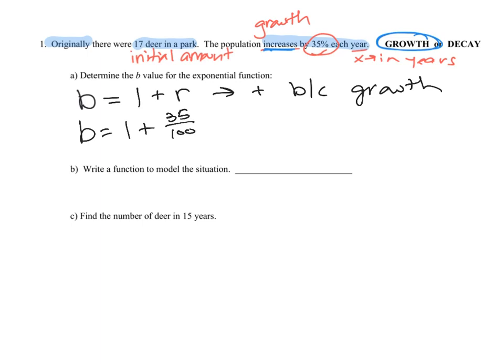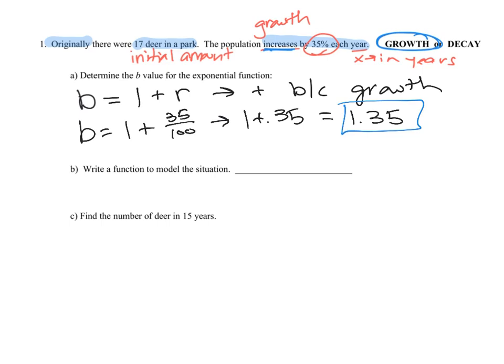All right, and so really what this gives me is 1 plus 0.35 or 1.35. And so we always simplify that B value down, okay? So anytime I have growth, it's always going to be 1 point, whatever that percentage is, okay? Because I'm adding the percentage as a decimal to 1. 1 representing the 100% of deer that I started with. I started with 17 deer in the park, plus I'm going to add 35% of 17. So 17 plus my new amount, okay?